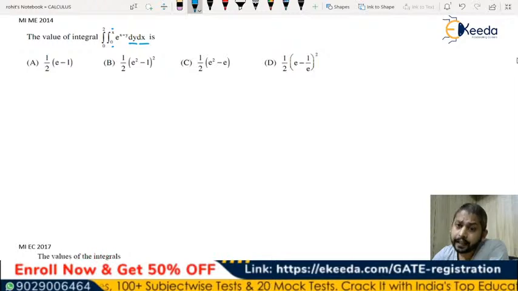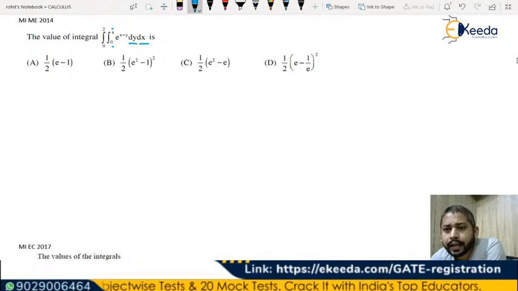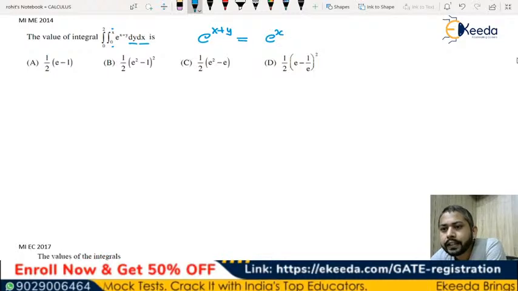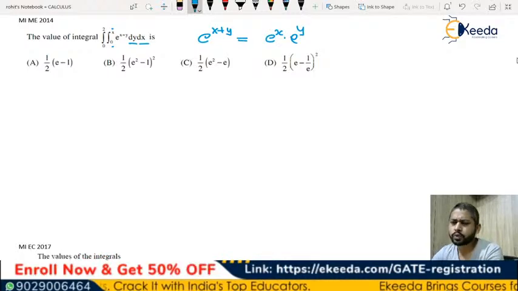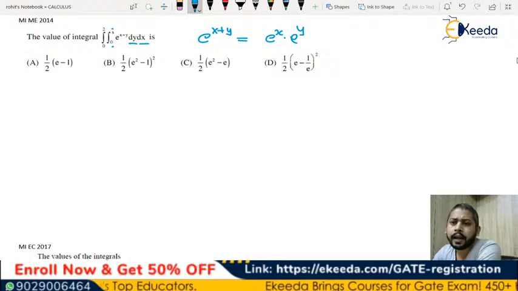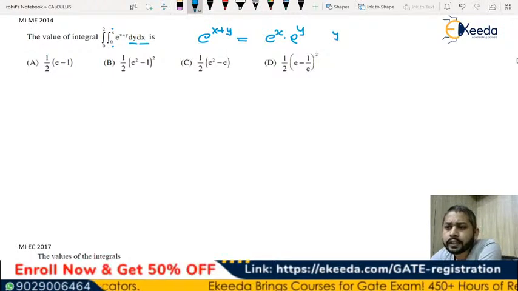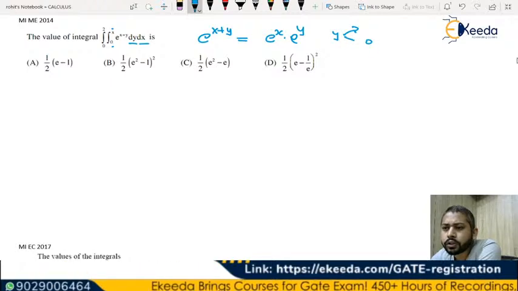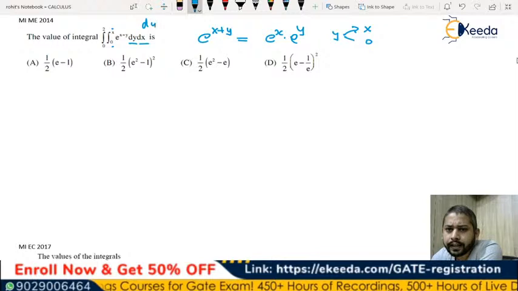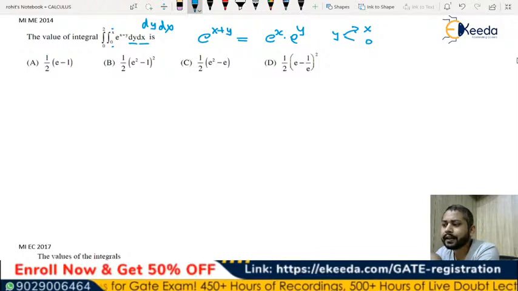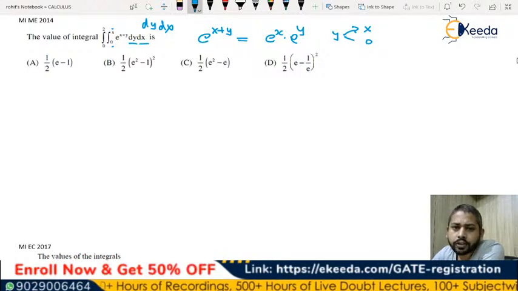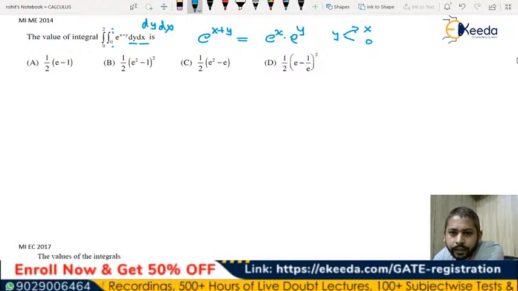In this case, if you want, you can write e^(x+y) as e^x into e^y. It's not required, you can keep it like this. The limits of y are from 0 to x, and the order of integration here is dy dx. So we'll start integrating in terms of dy first, and then we'll move to dx. Let's start with the first one.